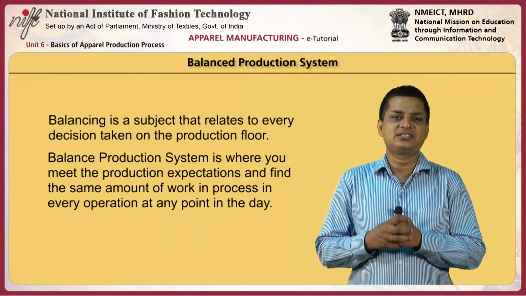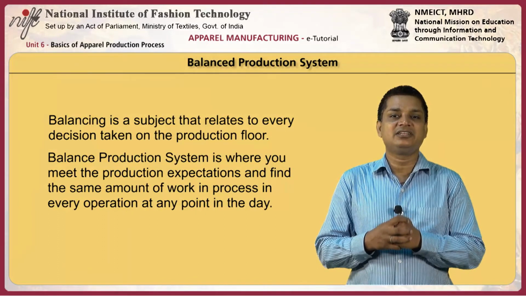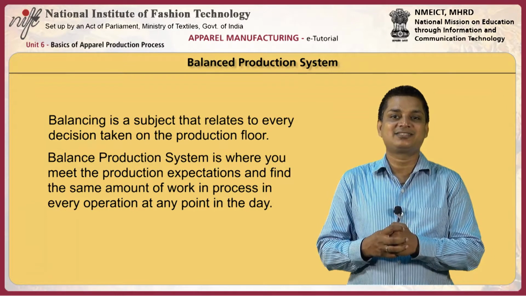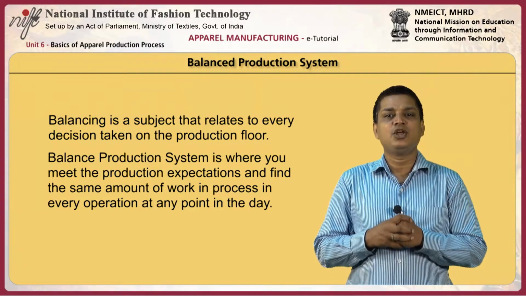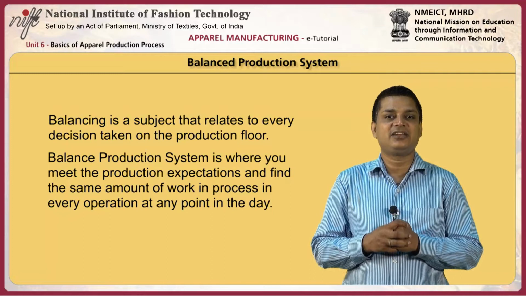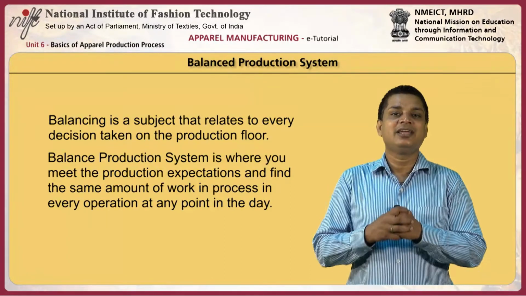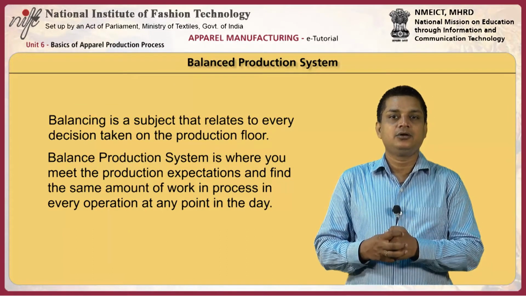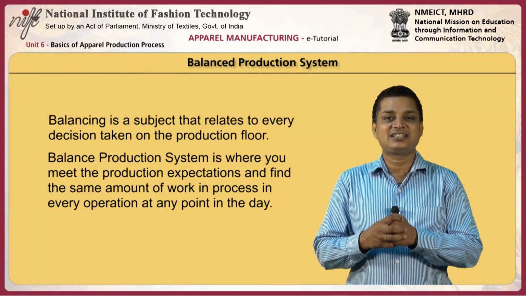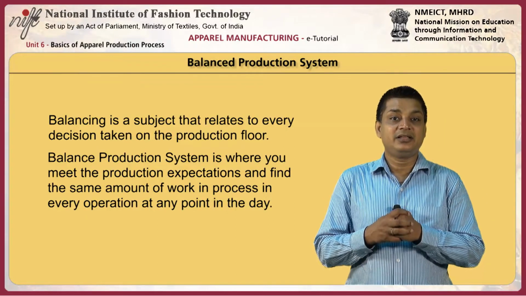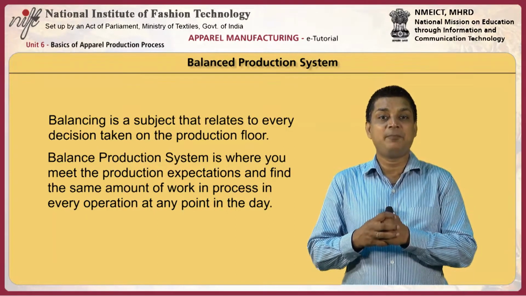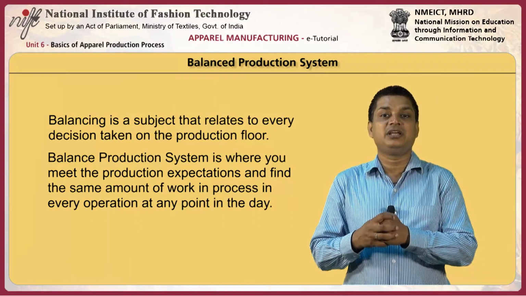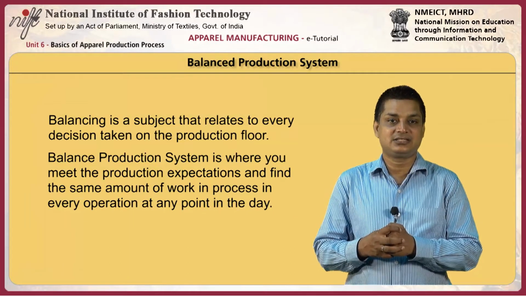Balancing is an important subject that relates to every decision taken on the production floor. What is a balanced production system? It is a system where you meet the production expectation and find the same amount of work in process in every operation at any point in the day. To achieve this is extremely difficult, but if you choose to have balanced inventory at the end of every day, that will prove to be a reasonably difficult challenge.